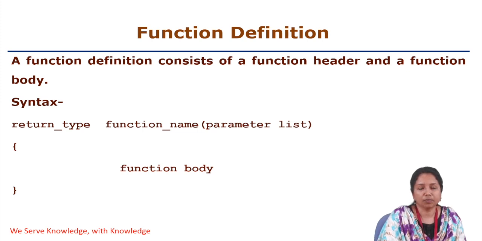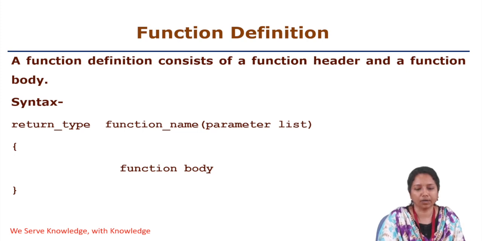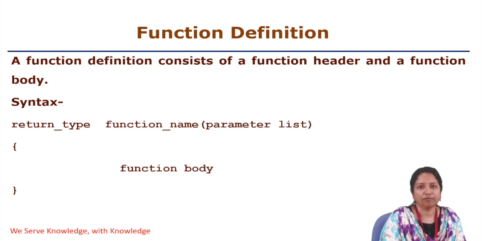So this function body will contain a set of code for which some task will be assigned. Next is function definition. This function definition consists of the function header and function body. The function header is actually similar to the function prototype, and it will be followed by a function body. And function body is actually the set of statements which is used for performing a particular task.